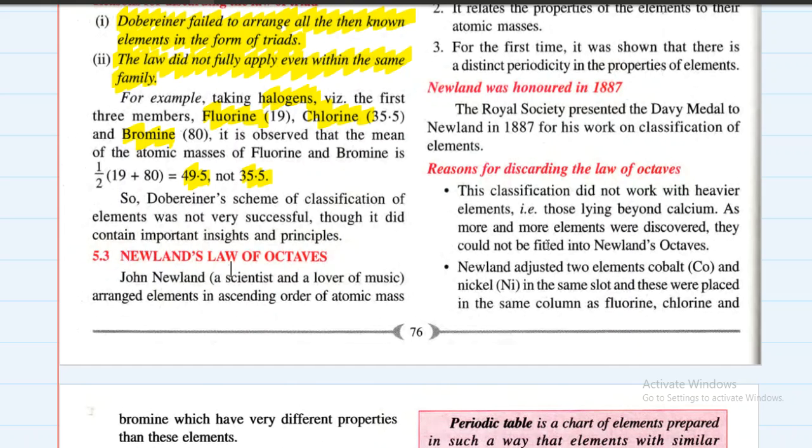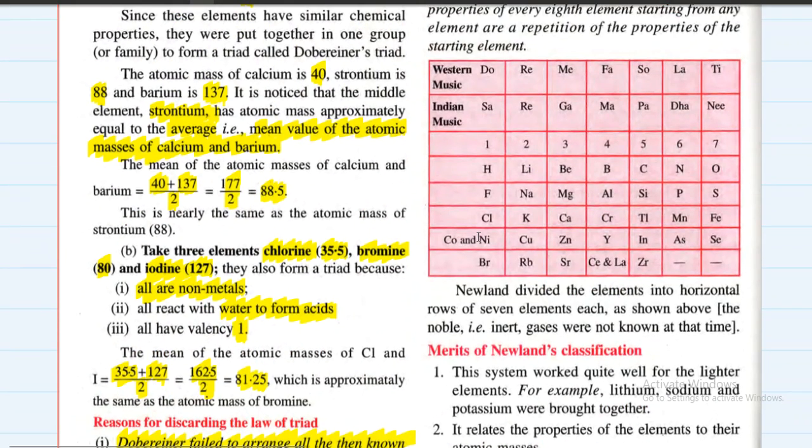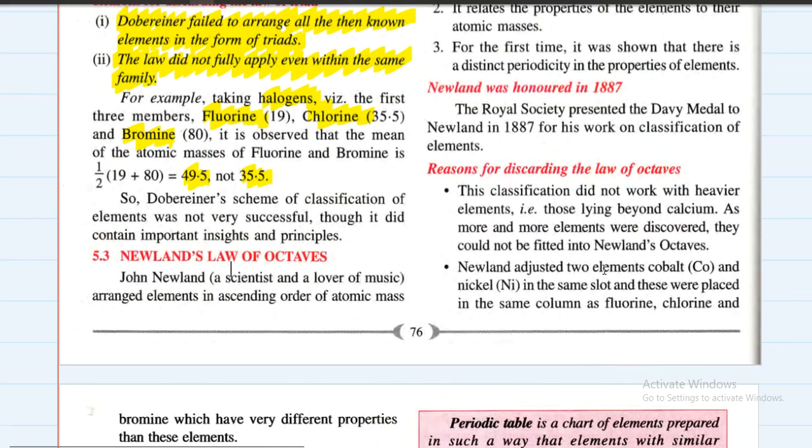Newland adjusted two elements, cobalt and nickel, in the same slot. कोबाल्ट और निकल को एक ही स्लॉट में डाल दिया उसने. इसका रीज़न उसने नहीं बताया. और ये Ce, आई थिंक सेलेनियम है, एंड लैंथेनम, इनको भी एक साथ रखा.